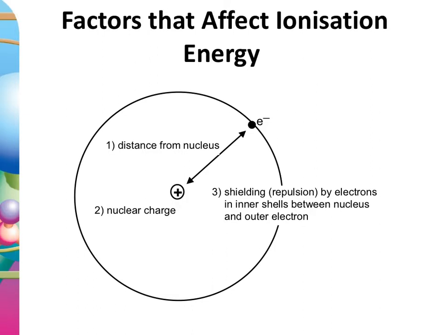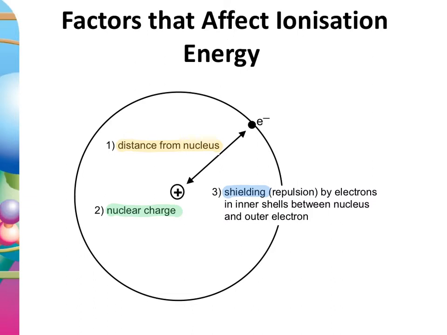So there are 3 factors that affect ionization energy. The first is distance from the nucleus. The second is the nuclear charge, or the number of protons in effect. And then the third is shielding. This might be ringing some bells, because it was in terms of these 3 things that at GCSE you would have talked about the changing reactivity down group 1 and down group 7.